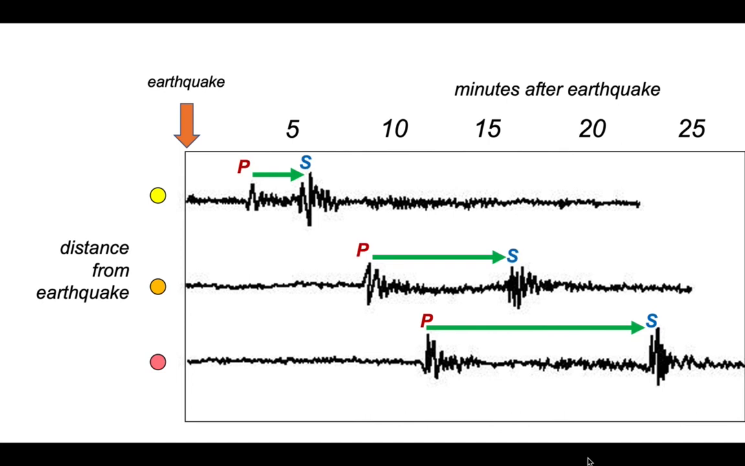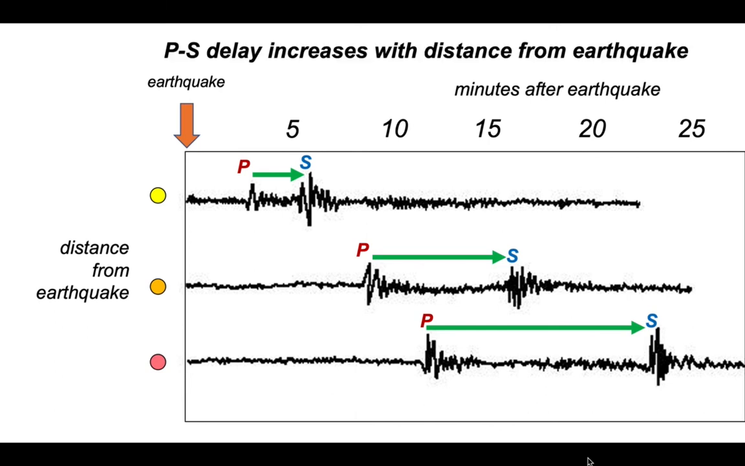So if we compare the P to S delays for our different stations, you'll see that as we move away from the earthquake, the P to S delay increases with distance away from the earthquake. And this is one of the fundamental ways in which seismologists can locate earthquakes in the Earth relative to an array of stations.